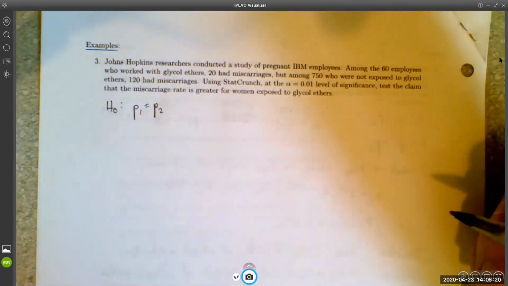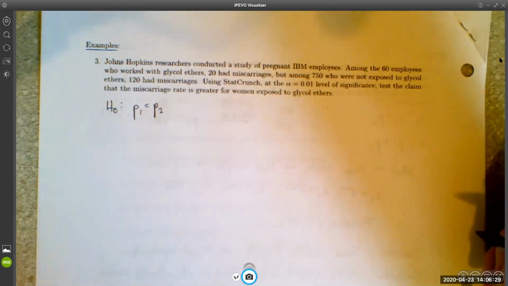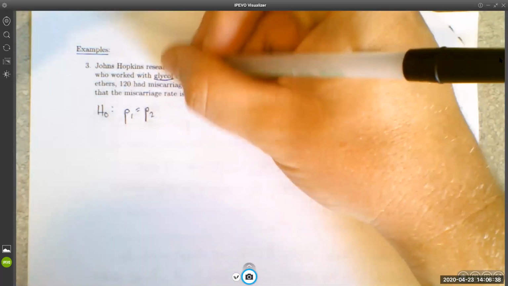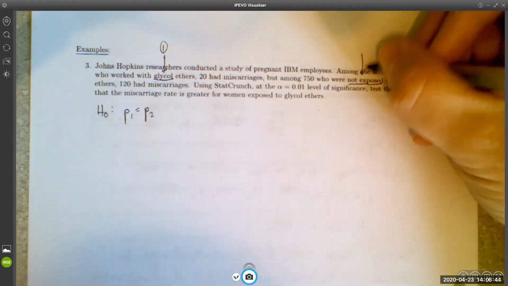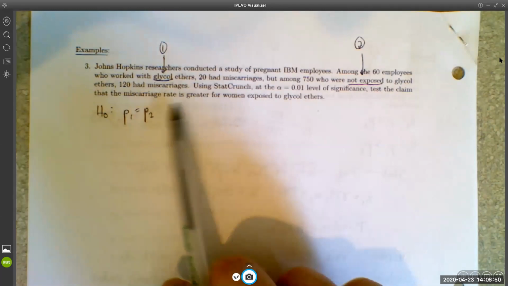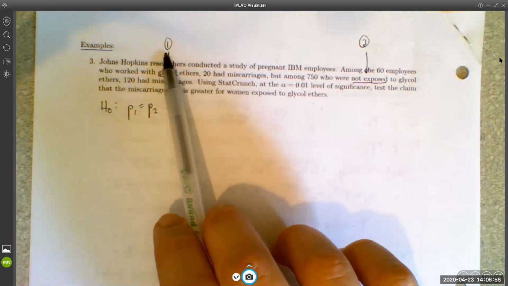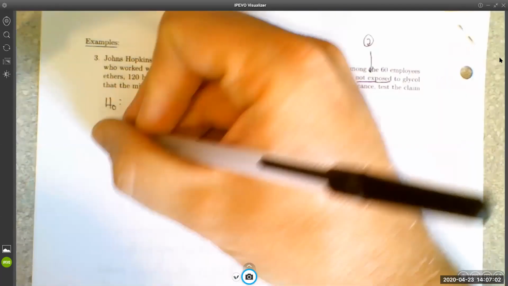So right away, I know the null hypothesis is going to be that P1 equals P2, although I should decide before I go any further which group is going to be group 1 and which group is going to be group 2. It doesn't matter as long as you stay consistent through the problem. So I'm going to say the group that was exposed to glycol ethers, I'm going to call that group 1. And then the group that was not exposed, I'm going to call that group 2. We want to test the claim that the miscarriage rate is greater for women exposed to glycol ethers. So we want to test to see if this is greater than that. All right, so P1 greater than P2. That's what we want to test.